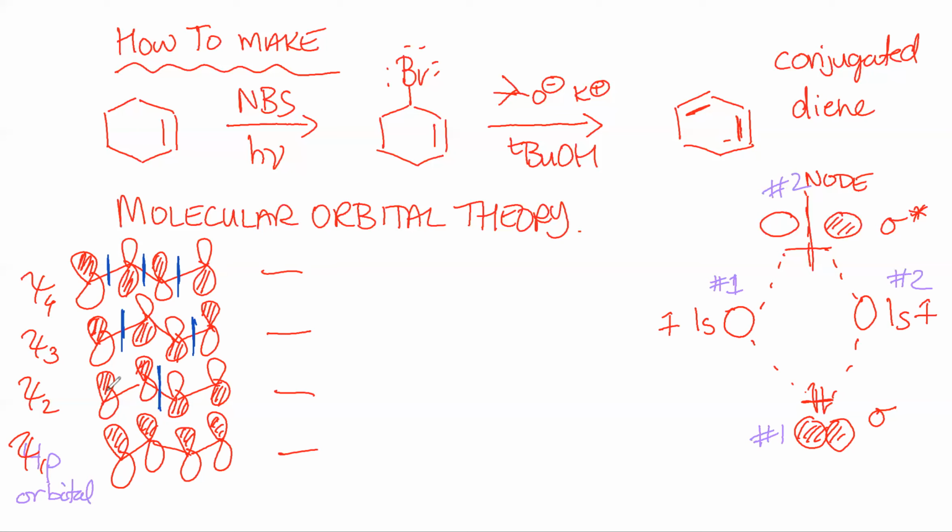Now, in each one of these p orbitals, we've got 1 electron. So 4 times 1 is 4. So we've got a grand total of 4 electrons in our molecular orbitals. These 2 at the bottom are our bonding, and the 2 at the top are our anti-bonding.